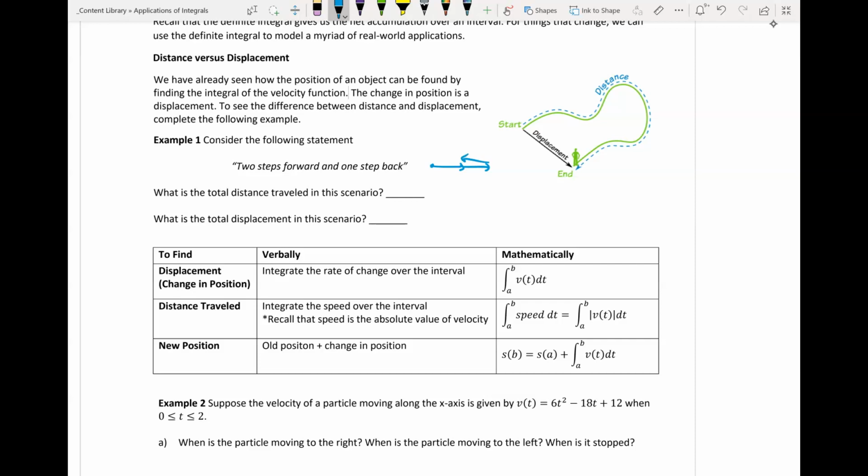If we're talking about the total distance, that means that we had 1 step plus another step plus another step. So we traveled 3 steps here. Versus displacement, we only care about where we started and where we ended. So the only thing I'm going to look at for displacement is from my start to finish and that distance there, which is 1 step.